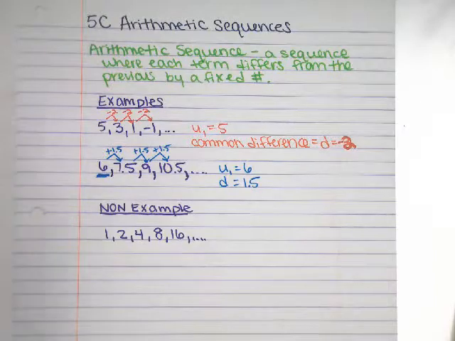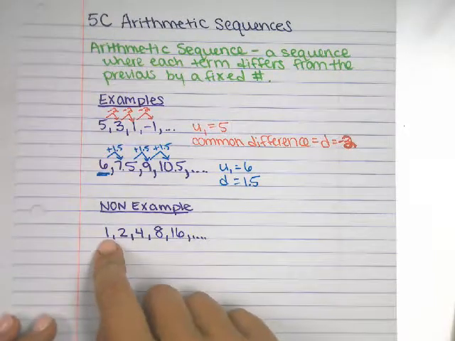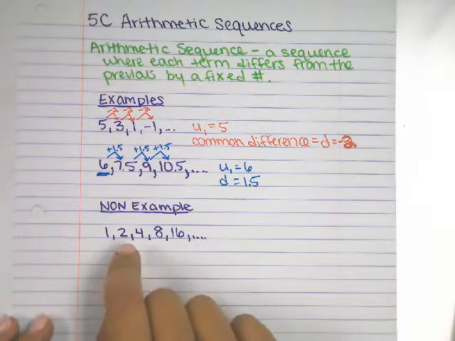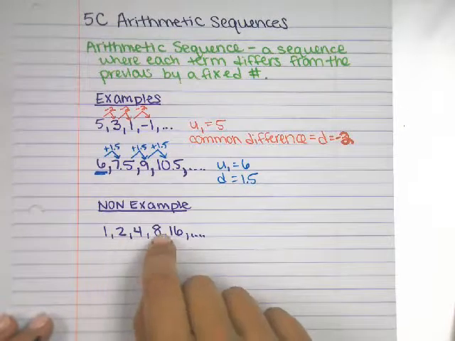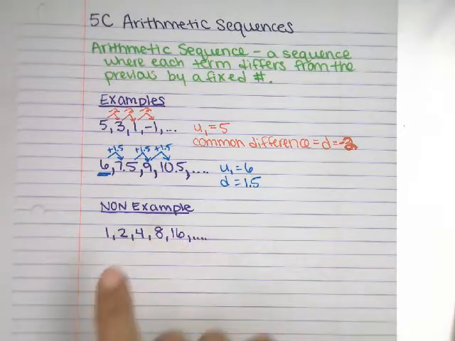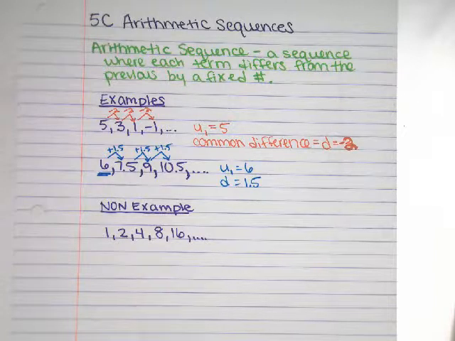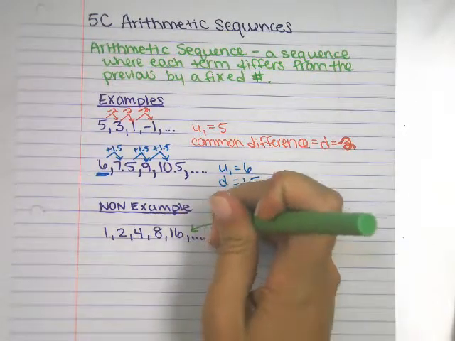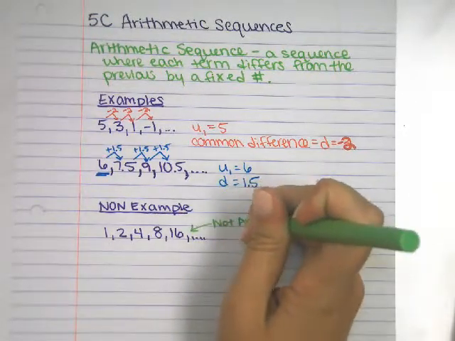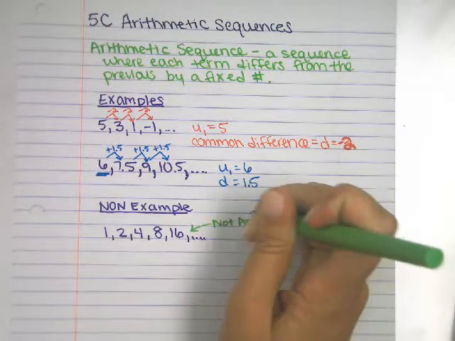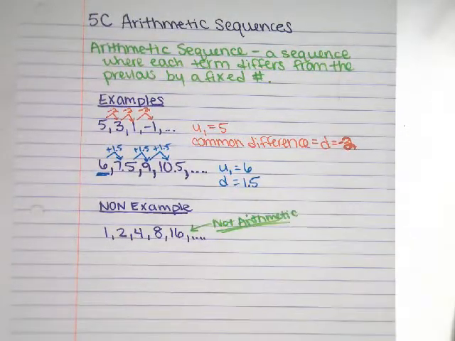This is actually a multiplication problem. So 1 times 2 is 2, 2 times 2 is 4, 4 times 2 is 8, 8 times 2 is 16. This is not an arithmetic sequence. And in the next couple days, next class period, we're going to talk geometric, and that's what this one is. It's the multiplication kind, okay?